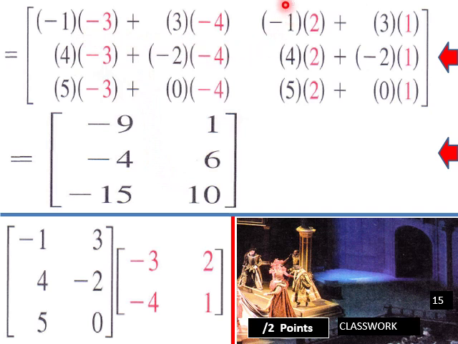And then what we do, we just add these products together, and we get, let's see, 3 plus -12 will give us -9. And then over here, -2 plus 3 will give us 1. And then -12 plus 8 will give us -4. And then 8 plus -2 will give us 6. And then -15 plus 0 will give us -15. And then 10 plus 0 will give us 10.